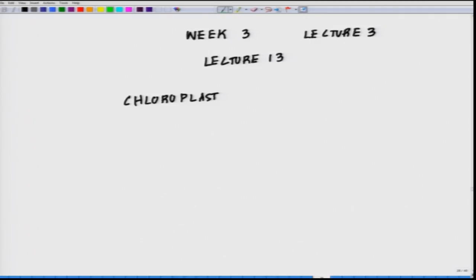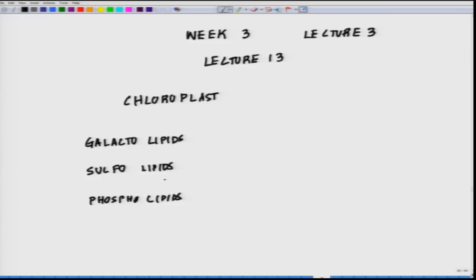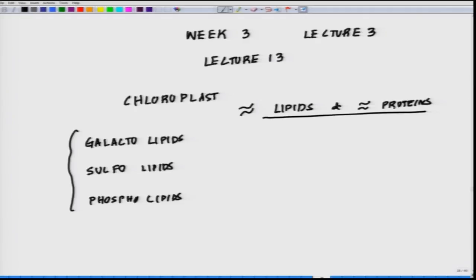If you really look at the chloroplast, they have nearly equal amounts of lipids and protein, and the lipid composition is highly distinctive. About 40% of the total lipids are galactolipids, and 4% are sulfolipids. What is the significance? We really do not know so very well. And 10% are phospholipids. That's what makes up the thylakoid membrane.